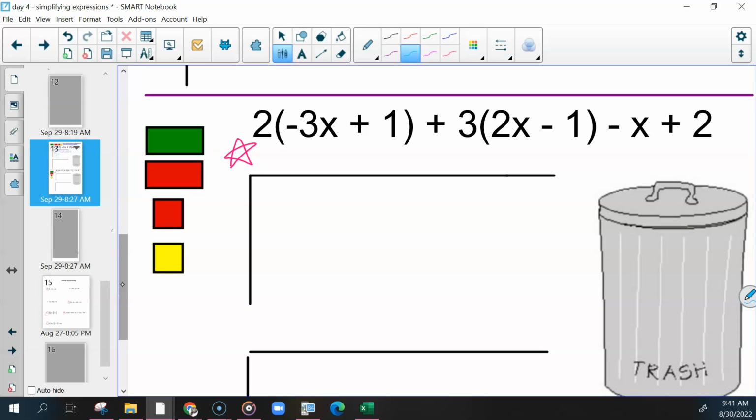Same thing. Start distributing. As we distribute, what would we get? You could say this out loud. Negative 6x plus 2, what would the next piece be? Plus, not 3. This one lost one here. Another 6x minus 3. Then we're going to bring down these two, minus x plus 2.